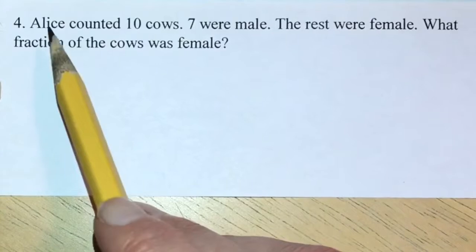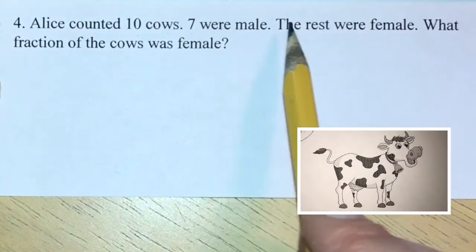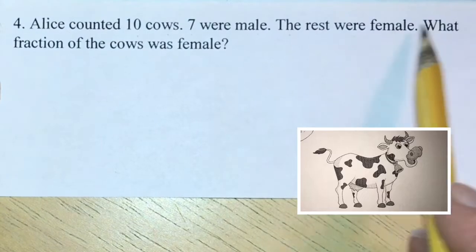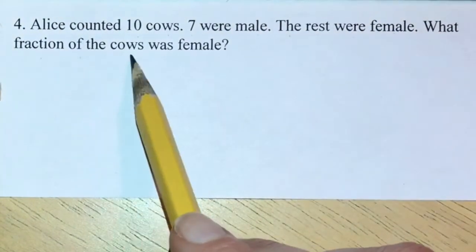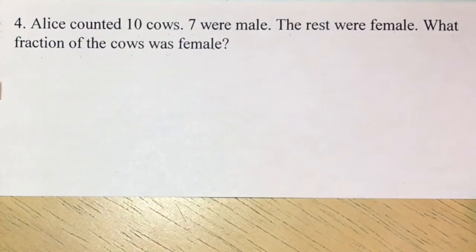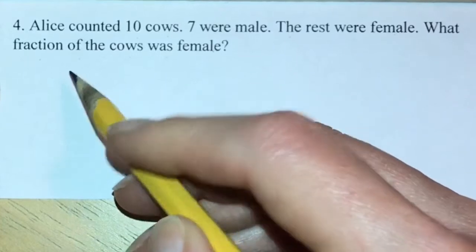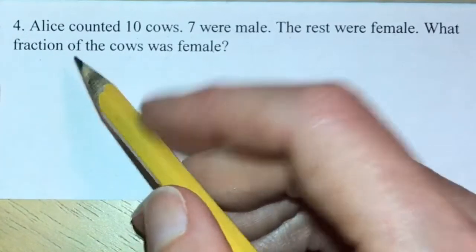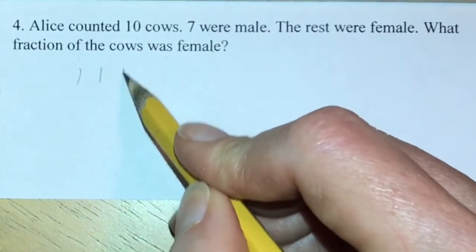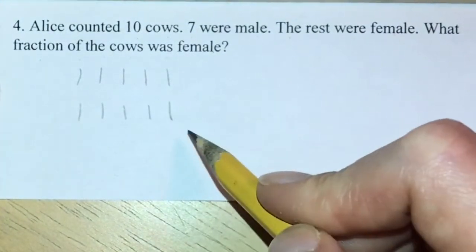Okay, last question. It says Alice counted 10 cows, 7 were male, the rest were female. What fraction of the cows was female? Let's go ahead and do a picture in order to solve this. We know that there are 10 cows, so I'm going to draw sticks and use my imagination to pretend that they're cows. 1, 2, 3, 4, 5, 6, 7, 8, 9, 10.